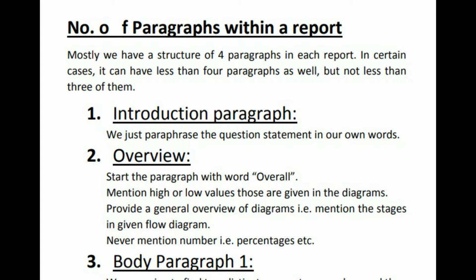So you can see on your screen, I'm going to read this aloud. Mostly we have a structure of 4 paragraphs in each report. In certain cases, it can have fewer than 4 paragraphs as well, but not fewer than 3. We can't have fewer than 3 paragraphs. So mostly we have 4 paragraphs, but sometimes in specific reports, like the flow diagram or the map, we are going to have at least 3 paragraphs. We will see them 1 by 1.